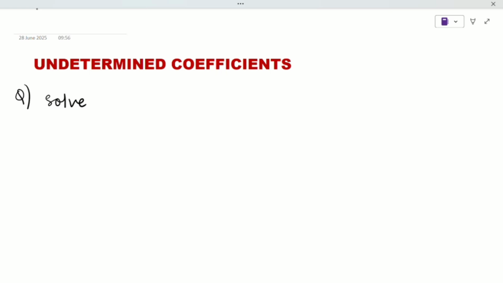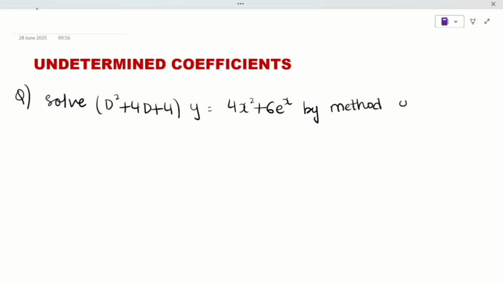Now I am writing the question: solve (D square plus 4D plus 4)y equal to 4x square plus 6e power x. This is my question. I should solve this question by using the method of undetermined coefficients. The given equation I'm taking as equation 1. It is a structural format, and you should follow the procedure for every sum. Now I'm writing the solution.